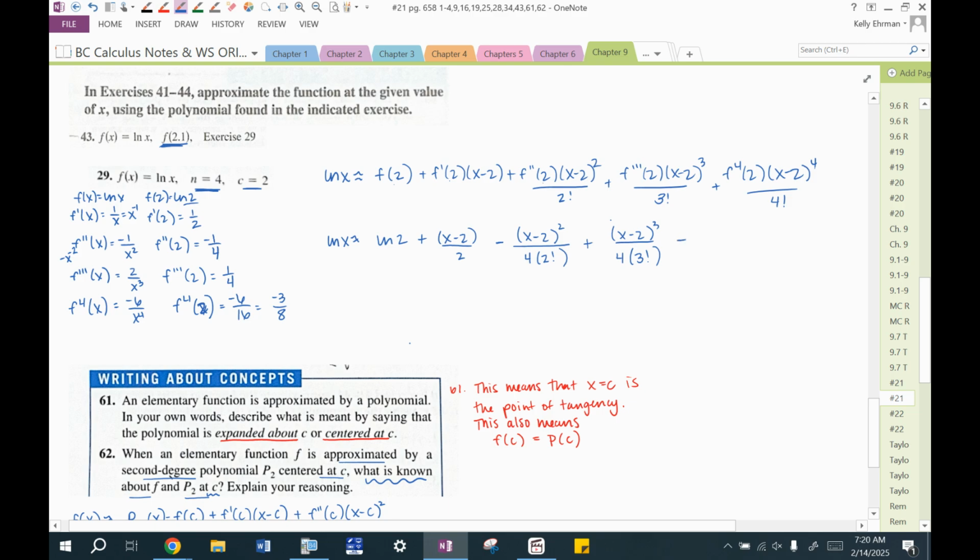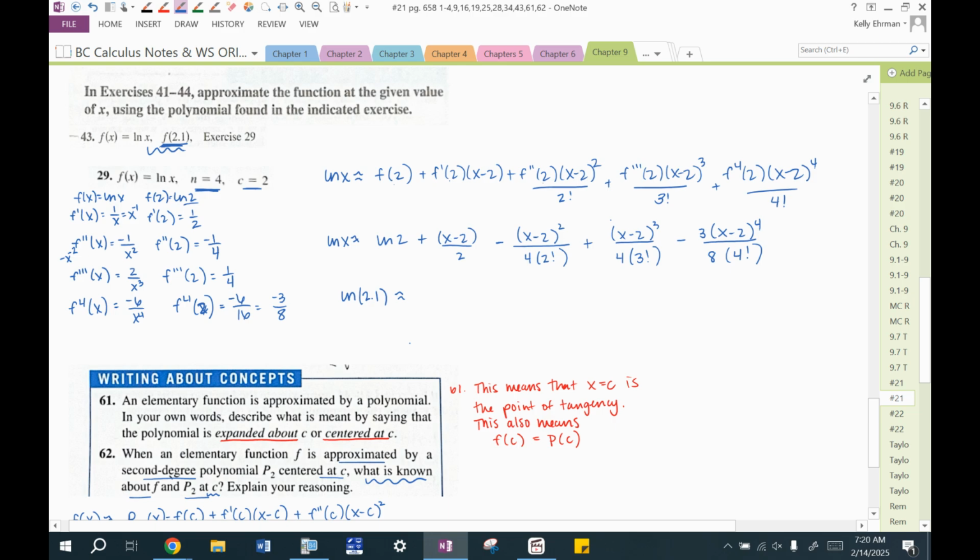And then it's minus 3/8, so minus 3 times (x minus 2) to the fourth over 8 times 4 factorial. This is just our Taylor polynomial, our fourth order polynomial. And then the question says, use that to approximate f of 2.1. So ln of 2.1 is what I get when I plug 2.1 into each of these.